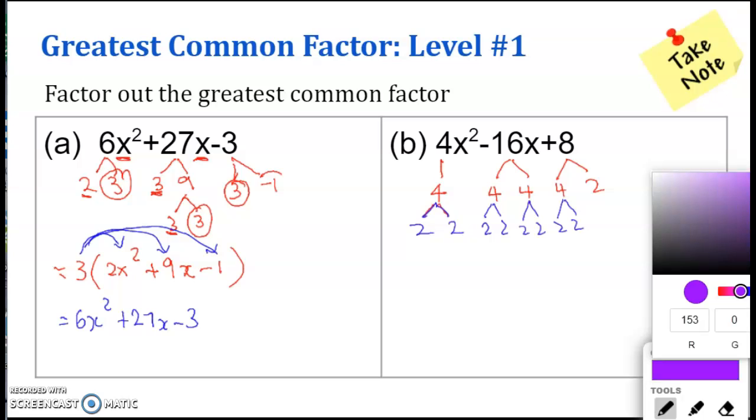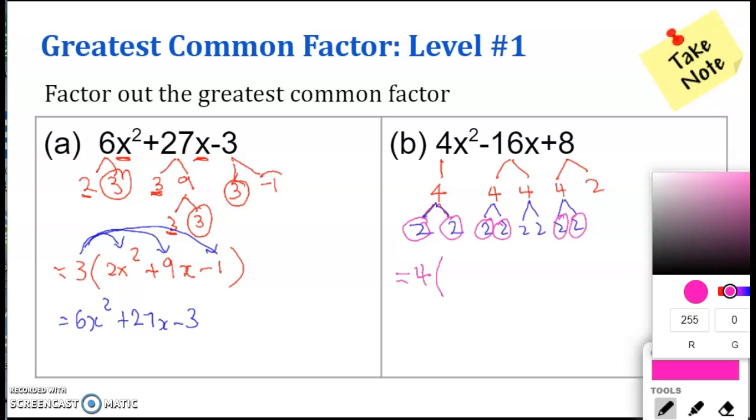Okay, then from here I can say, well, common to all of them, I see there are at least 2 of the 2s. So 2, 2 here, 2, 2 here, and for the third term, I can circle the 2, 2. Because I know that 2 times 2 is common to all. All right, so what is 2 times 2? That's 4. So I can take out 4.